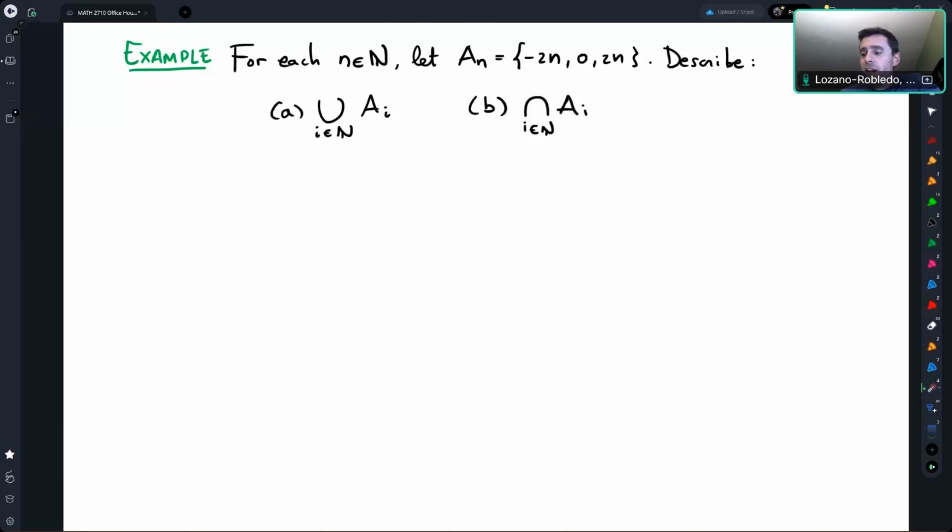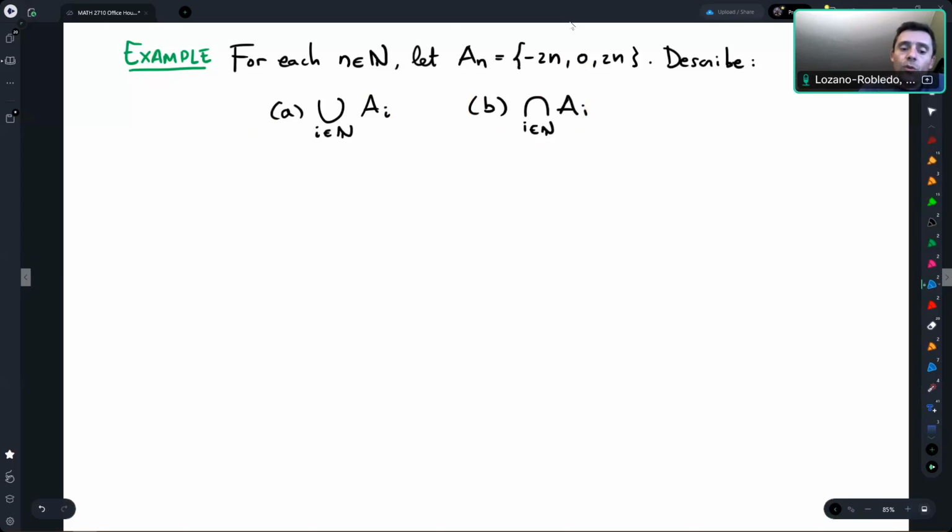Hello, everyone. This is an example of how to use set theory and set theory notation to compute an infinite union and an infinite intersection of sets. In this case, the sets are, for every natural number n = 1, 2, 3, and so on, the sets A_n that just contain three elements, namely the numbers minus 2n, 0, and 2n. And we want to describe the union of all those sets and the intersection of all those sets.